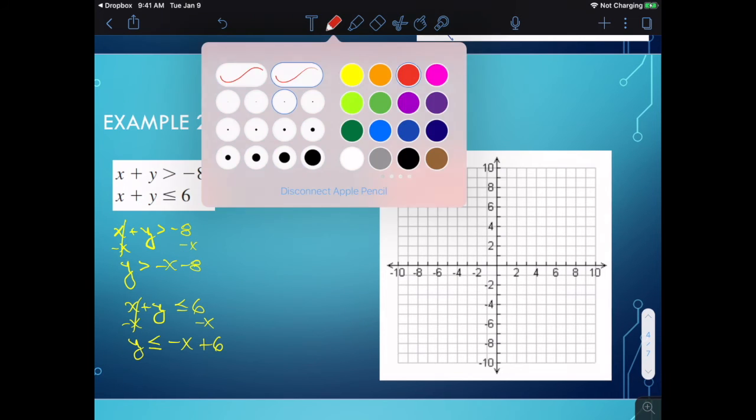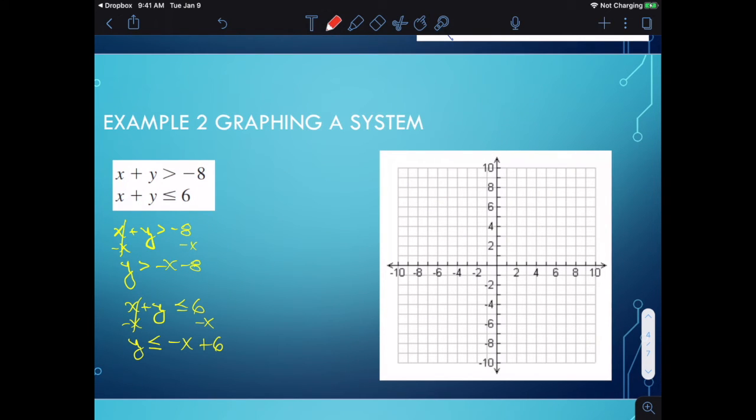The first one I'll graph in red, and y is greater than negative x minus 8. That means I'm going to go all the way down to negative 8 and put a dot there. And I know that the slope is going to give me a point up there at x equals negative 8 as well. And so I'm just going to go ahead and draw a dashed line to show the graph of y is greater than negative x minus 8. So there that is. Let's go ahead and shade it now properly.